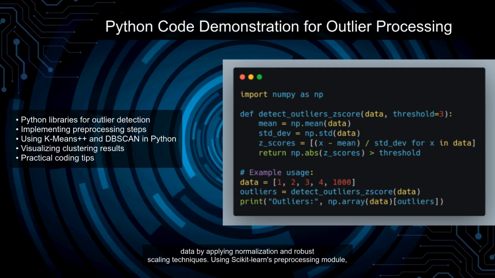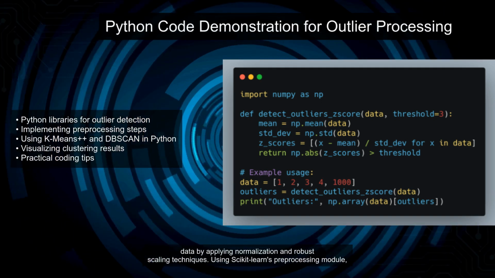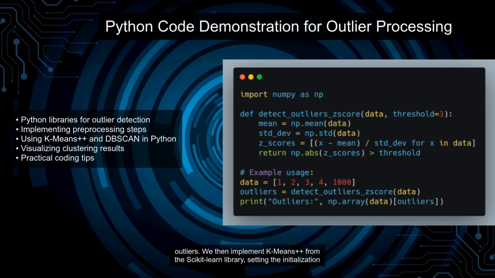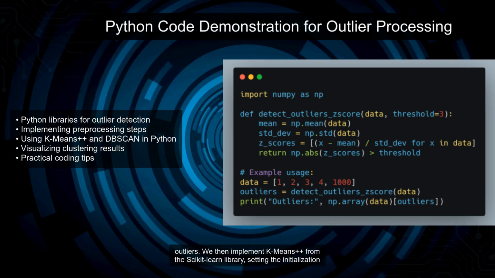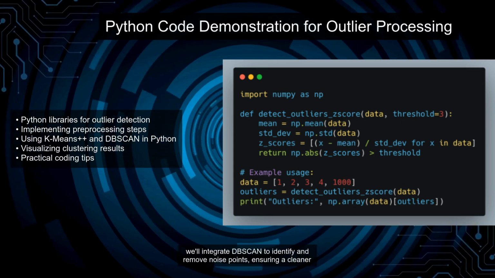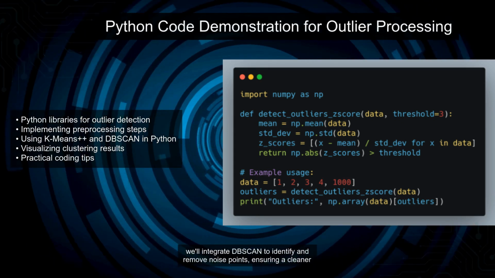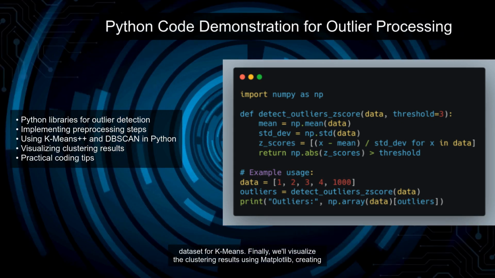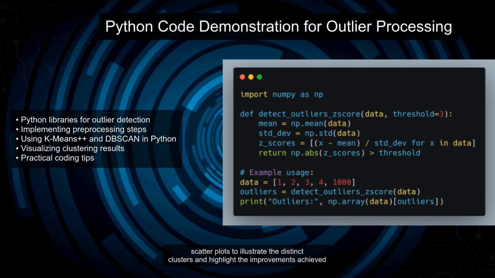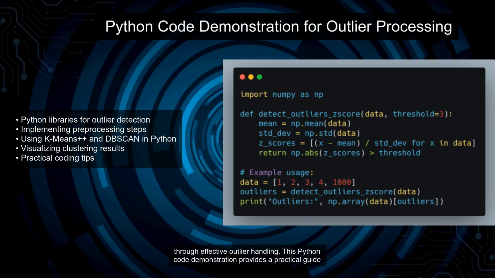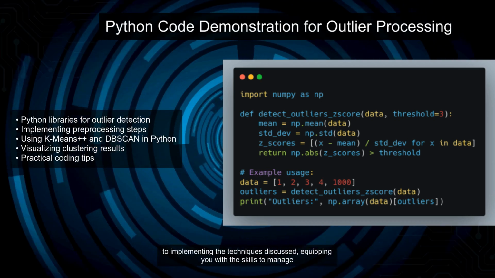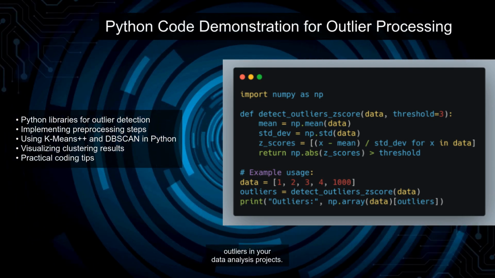Next, we'll pre-process the data by applying normalization and robust scaling techniques. Using scikit-learn's preprocessing module, we'll scale the dataset to ensure consistency and reduce the impact of outliers. We then implement k-means++ from the scikit-learn library, setting the initialization parameter to k-means++ to leverage its benefits. To enhance our clustering process, we'll integrate DBSCAN to identify and remove noise points, ensuring a cleaner dataset for k-means. Finally, we'll visualize the clustering results using matplotlib, creating scatter plots to illustrate the distinct clusters and highlight the improvements achieved through effective outlier handling. This Python code demonstration provides a practical guide to implementing the techniques discussed, equipping you with the skills to manage outliers in your data analysis projects.